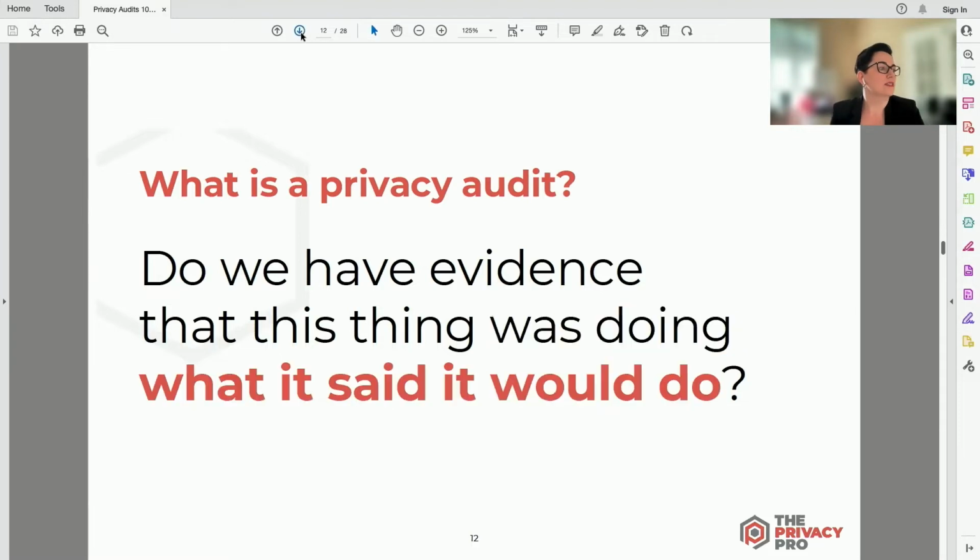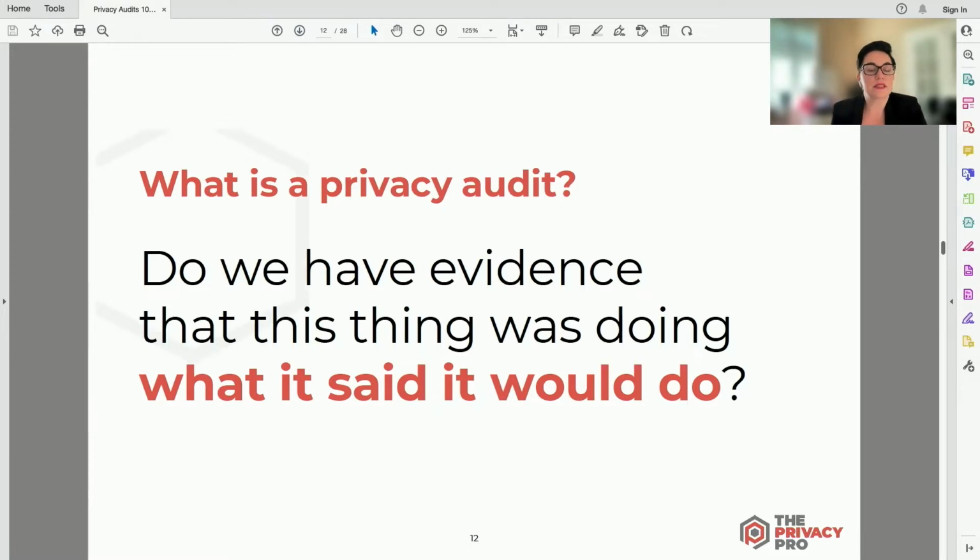And so was it doing what it said it would do? This is important. Audits check against stated objectives. And generally those are not set by the auditor because the auditor must be independent. The objectives could be set by the auditee or a privacy framework. And I'm going to give you a specific and real example of this in just a moment.